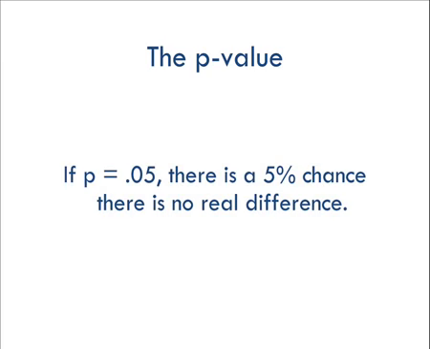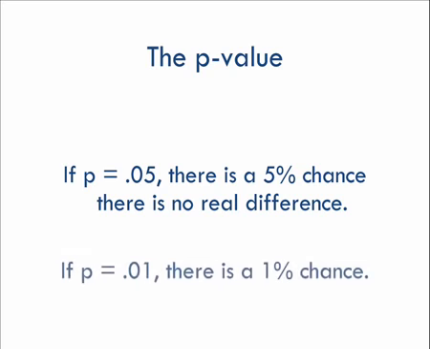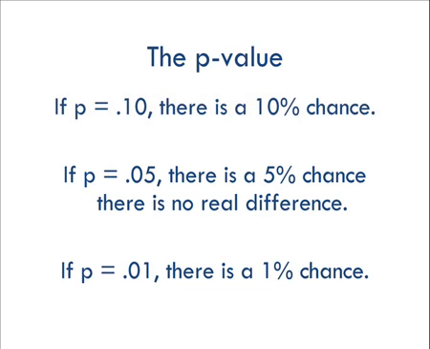So, a p-value of 0.05 means there's only a 5% chance we would get these results with random data. A p-value of 0.01 means there's only a 1% chance we would get these results with random data, while 0.1 means there's a 10% chance. In most research, the cutoff for what we consider reliable, or statistically significant, is a p-value of 0.05 or below.